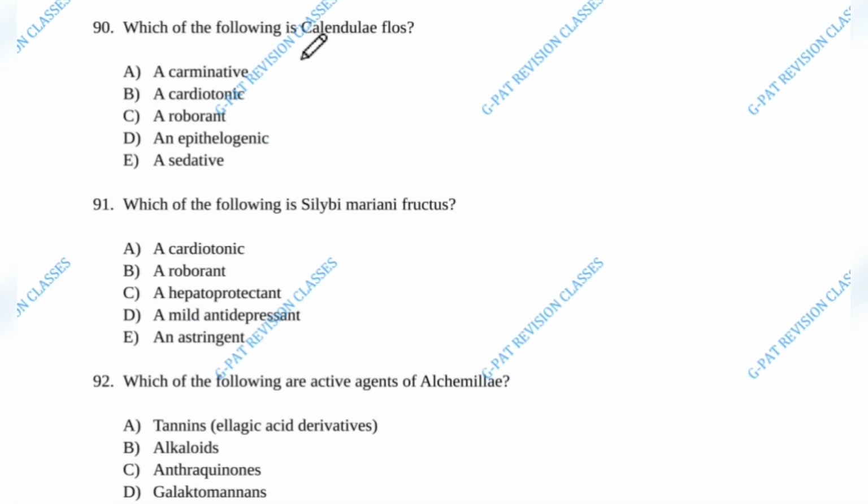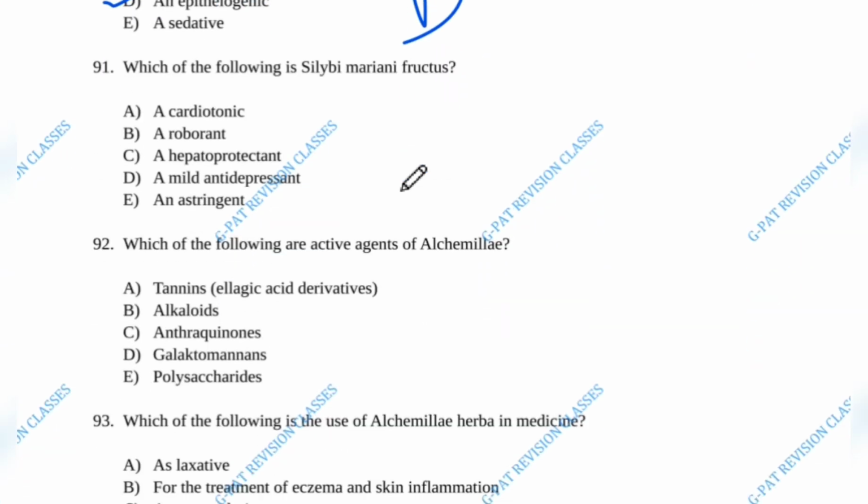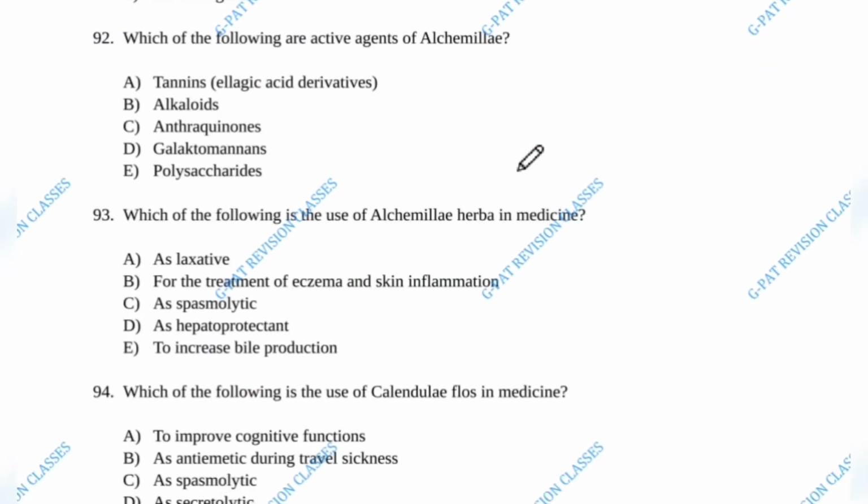Which of the following is Calendulae flos? The answer is D. An epitheliogenic. Next is question number 91. Which of the following is Salviae marini fructus? The answer is C. A hepatoprotectant. Okay. Next is question number 92.